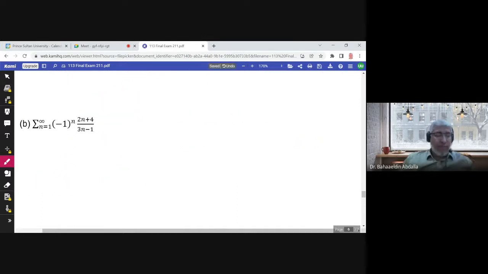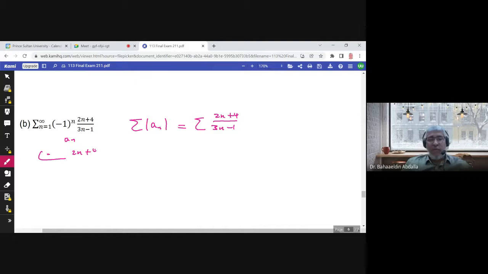Another question, this is an alternating series. If this is a_n, then summation of the absolute value of a_n gives summation of (2n plus 4) over (3n minus 1). If we take the limit of (2n plus 4) over (3n minus 1) when n goes to infinity, highest power with the highest power, the answer is 2 over 3. And 2 over 3 is not 0, so by the test for divergence, the series is divergent.